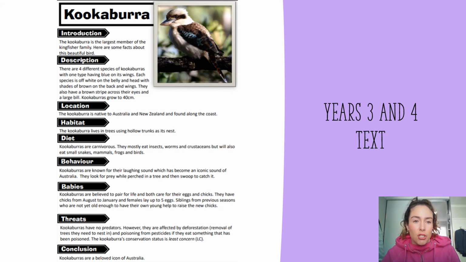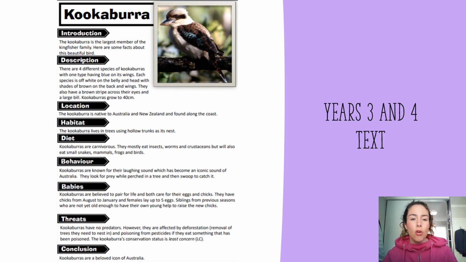For our introduction, you need to write down a couple of key words from the introduction that you find interesting. So the introduction says, Kookaburra is the largest member of the kingfisher family. Here are some facts about this beautiful bird. Do you think we need to write down the sentence, here are some facts about this beautiful bird? Not really for this part. We just need to write down largest member of kingfisher family as an example of how we can just write down some keywords from the introduction in our Hunt the Text box.